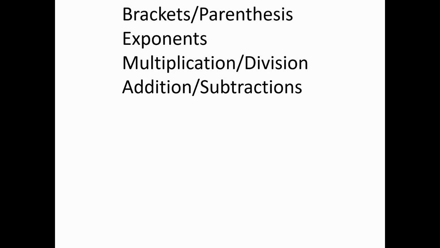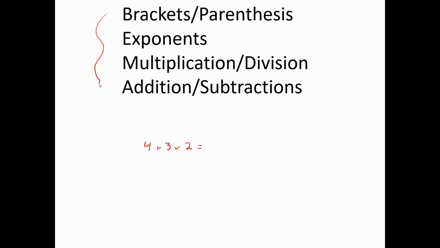So let me give you an example here. 4 plus 3 times 2 equals. Now, normally we would just go left to right. We would do 4 plus 3 is 7, and 7 times 2 is 14. But that would actually be incorrect in this spot because our order of operations up here tells us that we're going to do multiplication first.